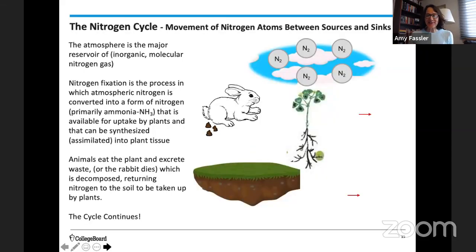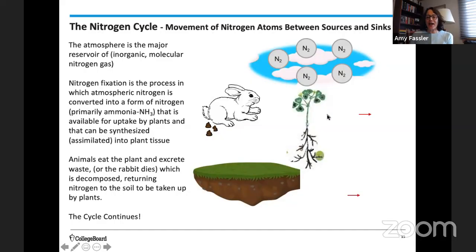The next cycle we're going to look at is the nitrogen cycle. This is one of my favorites. So the big ideas about the nitrogen cycle: let's go through the nitty gritty and then we'll take a step back again. The major reservoir for nitrogen is the atmosphere. 78% of the atmosphere is nitrogen. It's this inorganic, abiotic molecule of nitrogen gas.